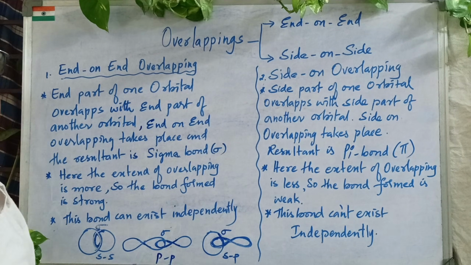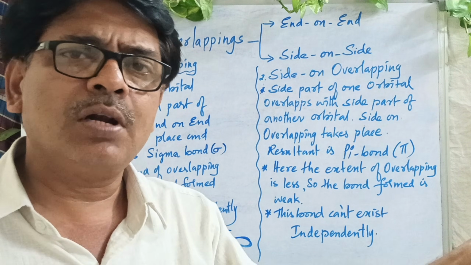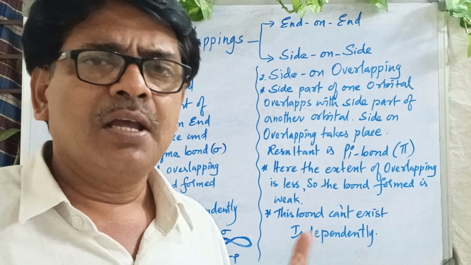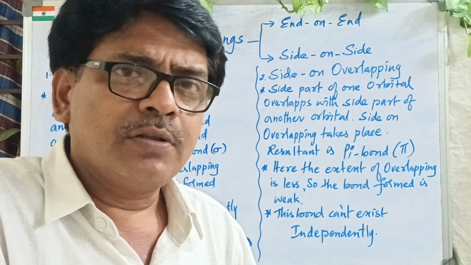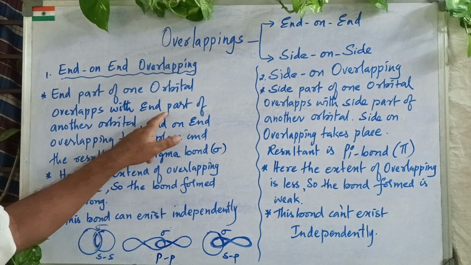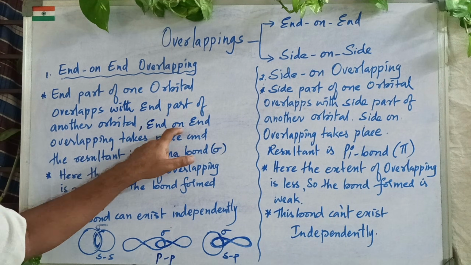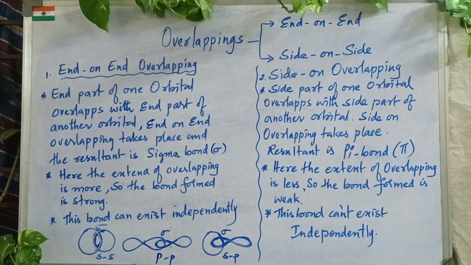It is similar to S overlapping, PP overlapping, SP overlapping. Same sentence. S part of one orbital overlaps with S part of another orbital. Same. End part of one orbital overlaps with end part of another orbital. End on end overlapping takes place, resultant is sigma bond. You can see here, this is end of S orbital. This is overlapping end of another S orbital. So you got here sigma.